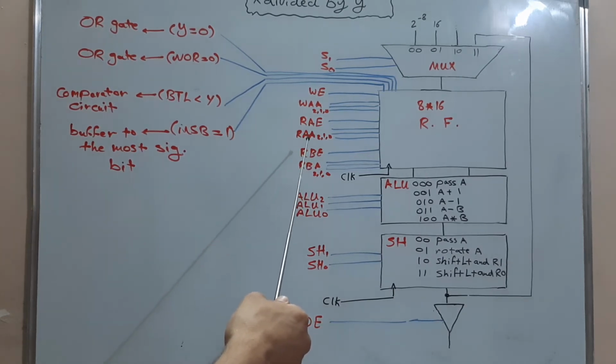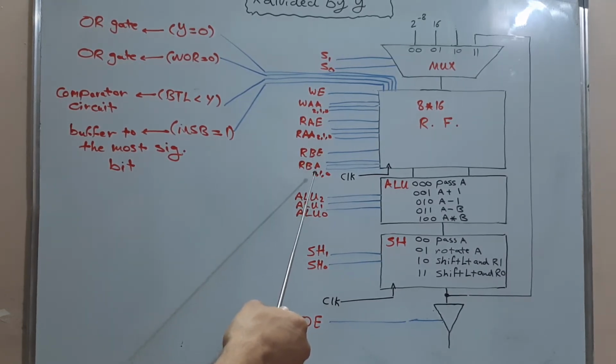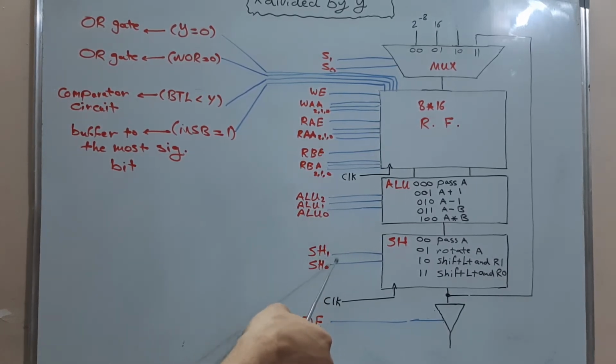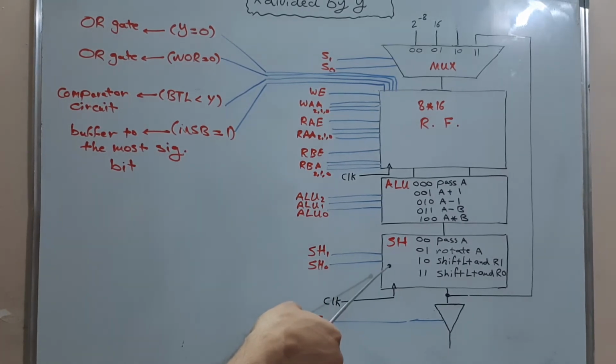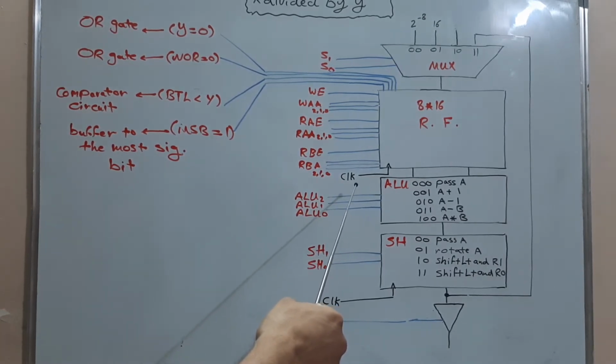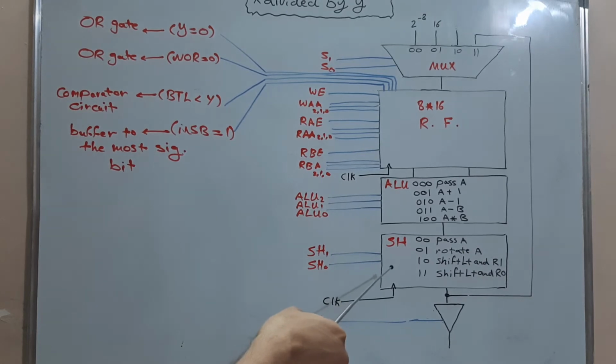RBE is similar to RAE, and RBA is also similar to RAA[2:0], but the last two signals are through port B. ALU[2:0] is to choose an arithmetic operation to be done by the ALU. SH1 and SH0 are to choose which operation is done inside the shifter. CLK is the clock signal to change the status of the register file and the shifter with each clock cycle. OE is to enable outputting a value through the gate.